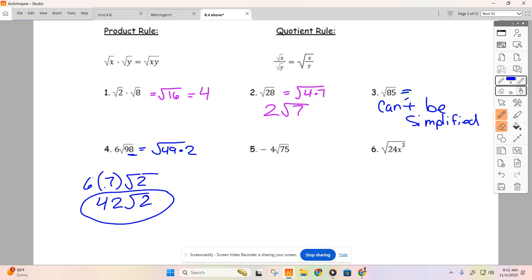All right, this next one. I'm leaving my negative 4 out here. And then I'm going to simplify.